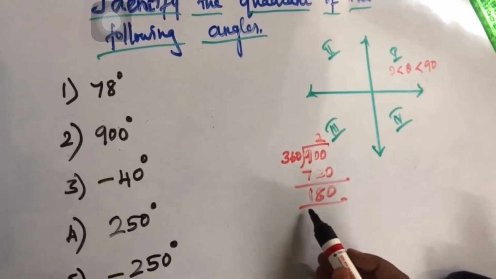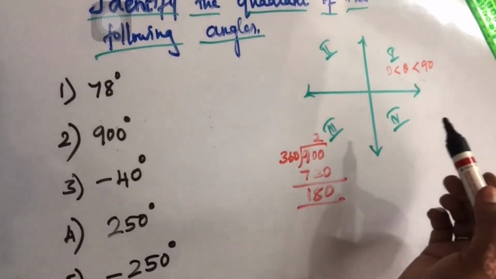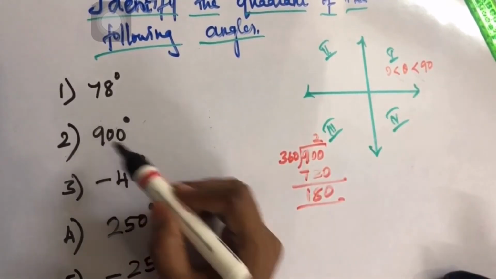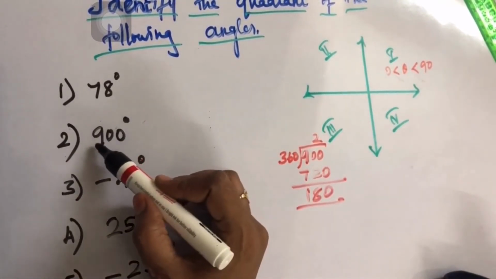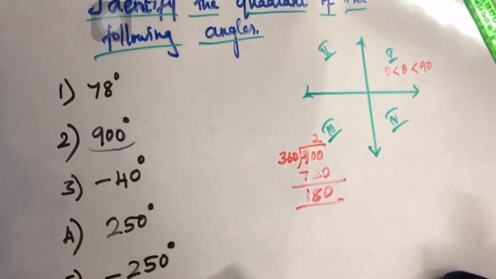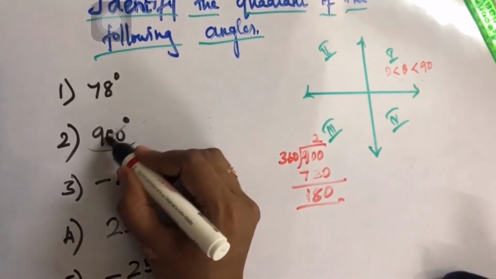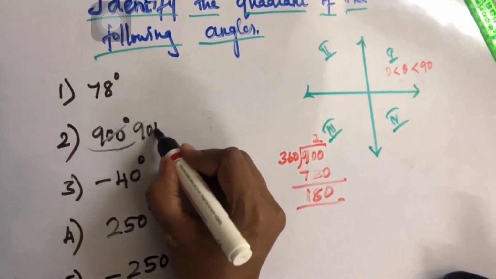So, the remaining is 180 degrees, so it lies on the x axis. In case this angle 900 degrees lies on the x axis, we couldn't tell the quadrant for this. If this angle is 905, what will happen?